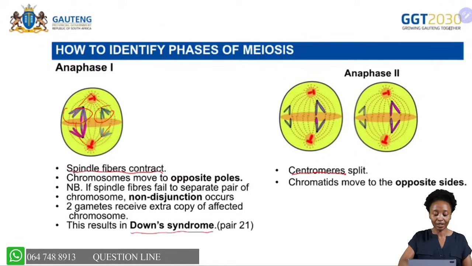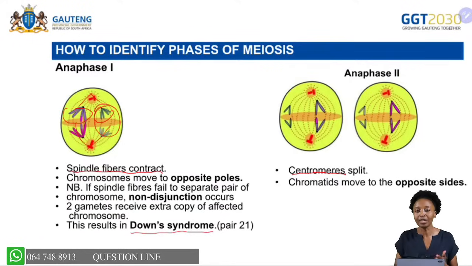But then if this does not happen, if it happens that the whole set is not separated and it goes towards the pole like this, then we talk about non-disjunction, where the homologous chromosomes fail to separate and two of them move to one pole. Then it means the cells that will be formed will have one cell that does not have chromosomes in it, or will have a cell that will have an extra chromosome in it. That's when we talk of non-disjunction. And then in humans, if we have that extra chromosome on chromosome 21, we talk about Down syndrome. So the opposite is on the other side.